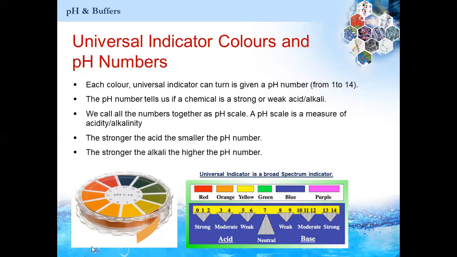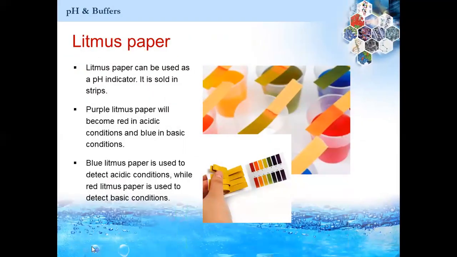So now moving on to the next method, that is using a litmus paper. A litmus paper can also be used as a pH indicator. It is usually sold in strips. There are two types of litmus paper available in the market: purple litmus paper and blue litmus paper. If a purple litmus paper, when dipped in a solution, becomes red, that means the solution is acidic. And if the purple litmus turns blue, then the solution is usually basic.